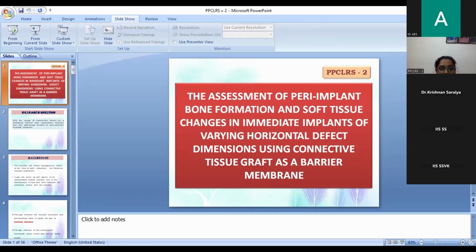Coming to the background, peri-implant soft tissue management starts at the time of tooth extraction, not following implant placement. A gap can occur on any aspect of immediately placed implant due to the discrepancy in size and form between the extraction socket and implant. This gap between the implant periphery and surrounding bone is called the gap or jumping distance, and the gap consists of two dimensions: horizontal defect width and vertical defect height.